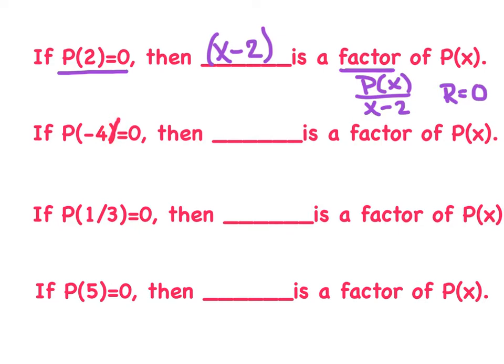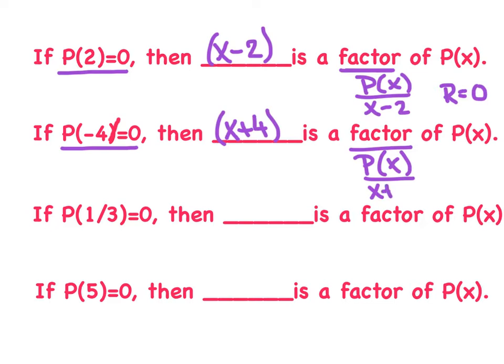Let's say if p of negative 4 equals 0, then the quantity x plus 4, or the binomial x plus 4, must be a factor. And of course, just for fun, we'd say if p of x was divided by the factor x plus 4, the remainder would end up being 0, according to the remainder theorem.